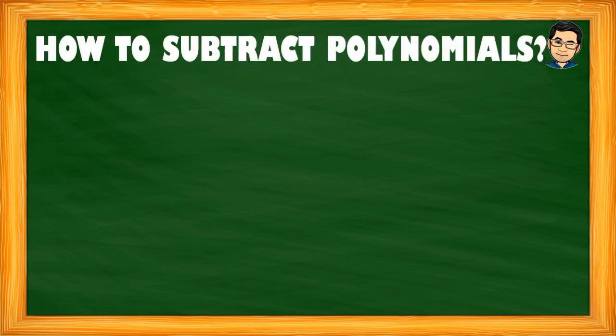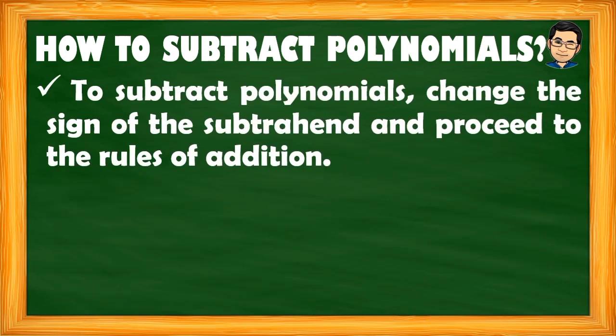So after discussing with you the process or the method of adding polynomials, we'll now have the process of subtracting polynomials. So to subtract polynomials, change the sign of the subtrahend and proceed to the rules of addition. So, kung paano tayo mag-subtract ng integers, ganun din po ang magiging process natin sa pag-subtract ng polynomials. So, we will be changing the sign of the subtrahend and then proceed to the rules of addition. So, subtrahend, ito po yung sinusubtract dun sa minuend. So, yung minuend yung una. And then, yung pangalawa naman is yung subtrahend.